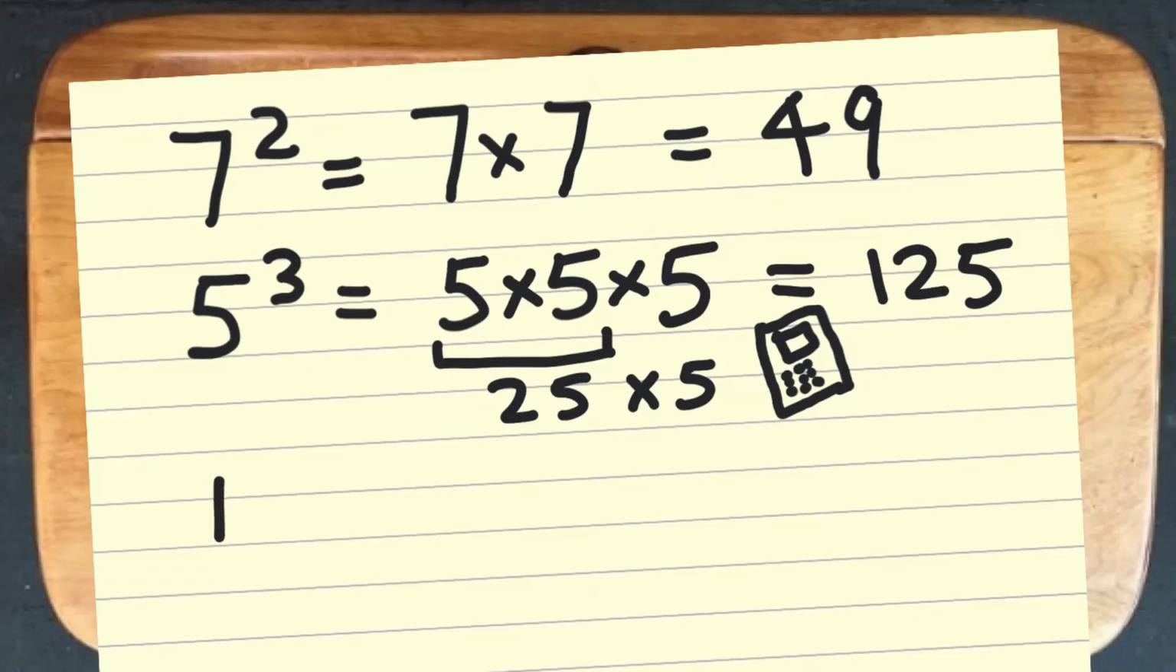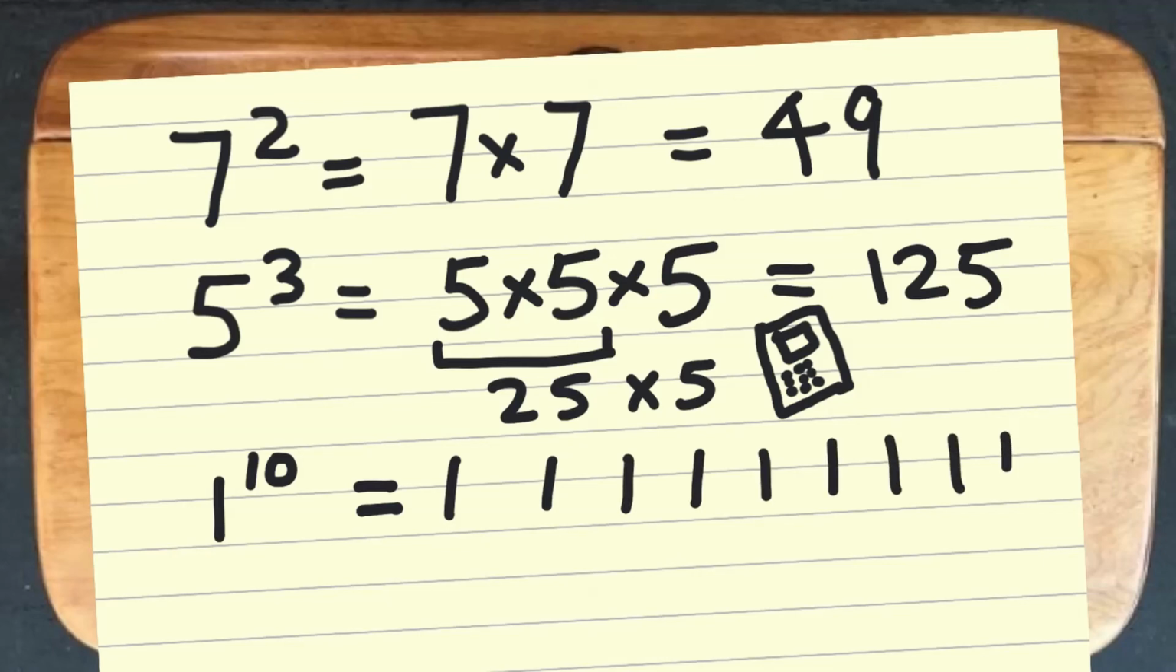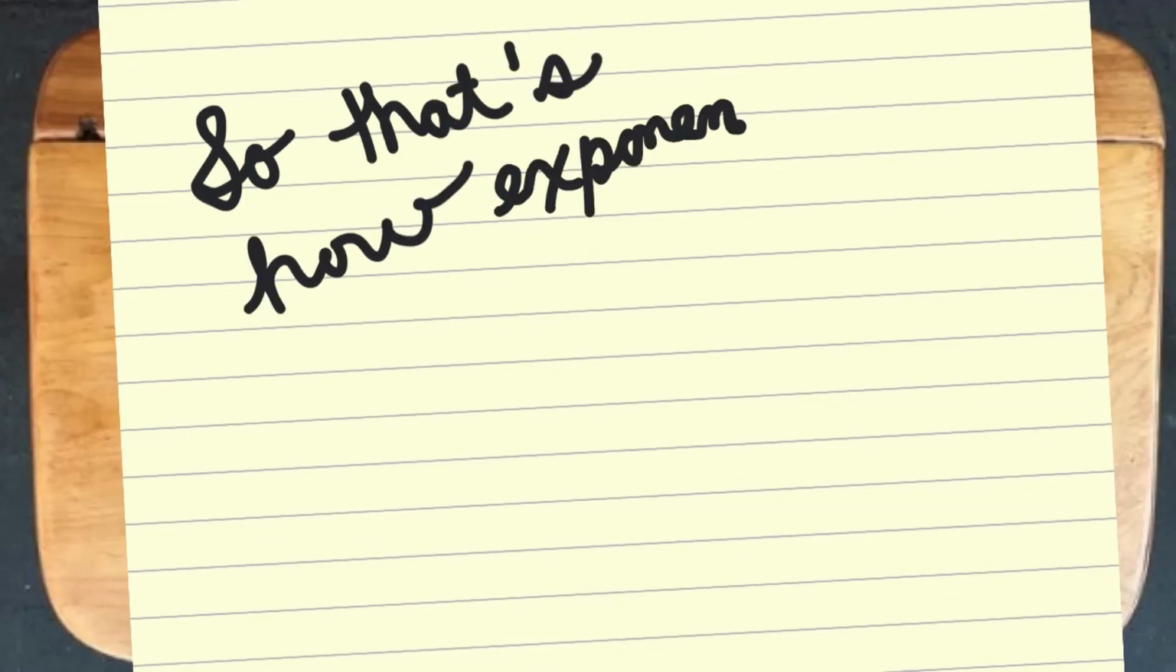Okay, the next problem is 1 raised to the 10th power. So how many ones are being multiplied together here? 10, right? 1, 2, 3, 4, 5, 6, 7, 8, 9, 10. There's 10 ones being multiplied together. And 1 times 1 is 1, times 1 is 1, times 1 is 1. You can keep going on and on and on, and you'll get 1. So that's how we do exponentiation.